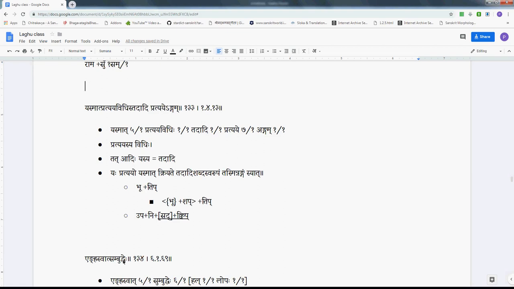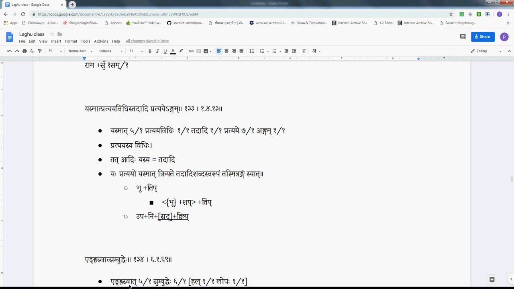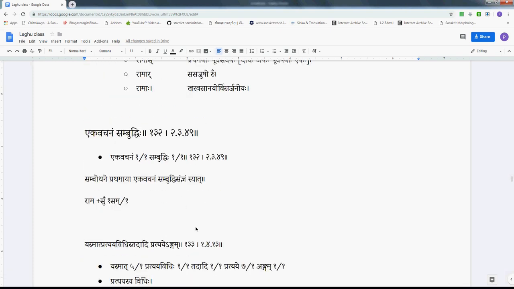See, Enghraswat Sambuddhehe. So, what do we know by Sambuddhehe? Sambuddhe Hallopa. But what is Sambuddhi? We don't know. So, he needs to introduce the Sambuddhi Sanya before he can use the Pradesha where Sambuddhi Sanya has been used in the sutra. And the definition is Ekavachanam.